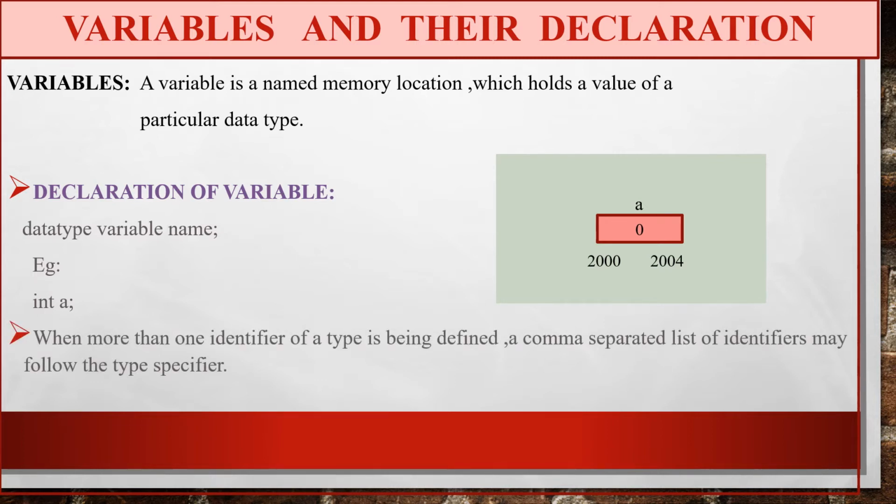When more than one identifier of the same type is being defined, that means if more than one variable is declared with the same data type, we need not write them in separate statements. We can write them in the same statement by separating them with a comma. For example, if we have two variables salary and wage with the same data type double, instead of writing two different statements, double salary; double wage; we may write double salary, wage; with a semicolon at the end.